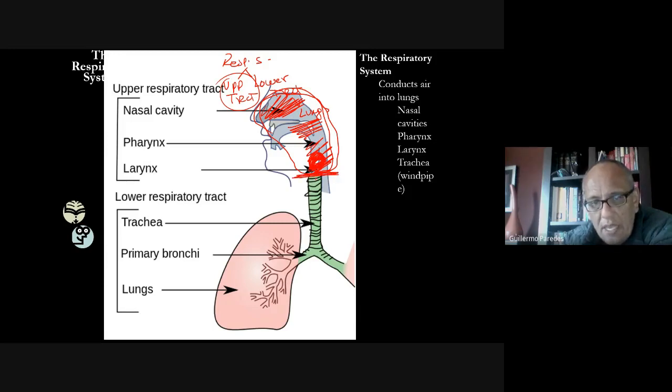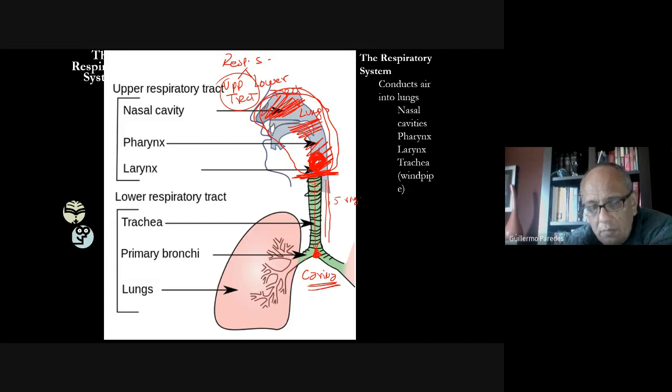Below the larynx, we have the trachea. The trachea continues and then divides. Everything below the larynx, including the trachea, is the lower respiratory tract. The trachea has 15 rings and lies anterior to the esophagus. The esophagus is running behind, posterior to the respiratory tract. Now, the trachea divides at this point, which is called the carina.